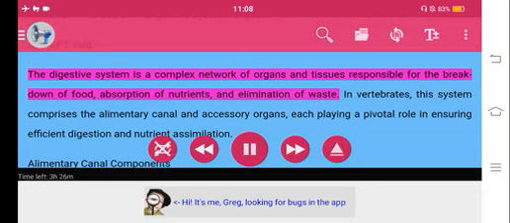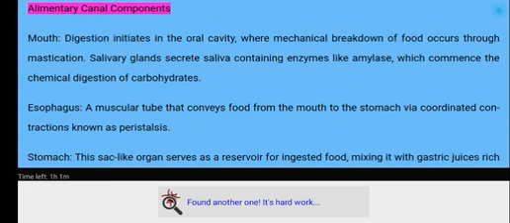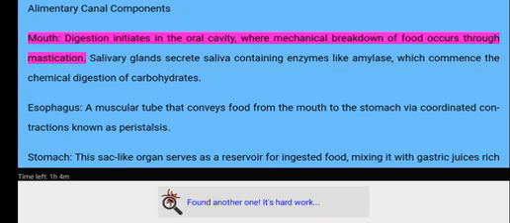The digestive system is a complex network of organs and tissues responsible for the breakdown of food, absorption of nutrients, and elimination of waste. In vertebrates, this system comprises the alimentary canal and accessory organs, each playing a pivotal role in ensuring efficient digestion and nutrient assimilation. Alimentary canal components. Mouth. Digestion initiates in the oral cavity, where mechanical breakdown of food occurs through mastication.